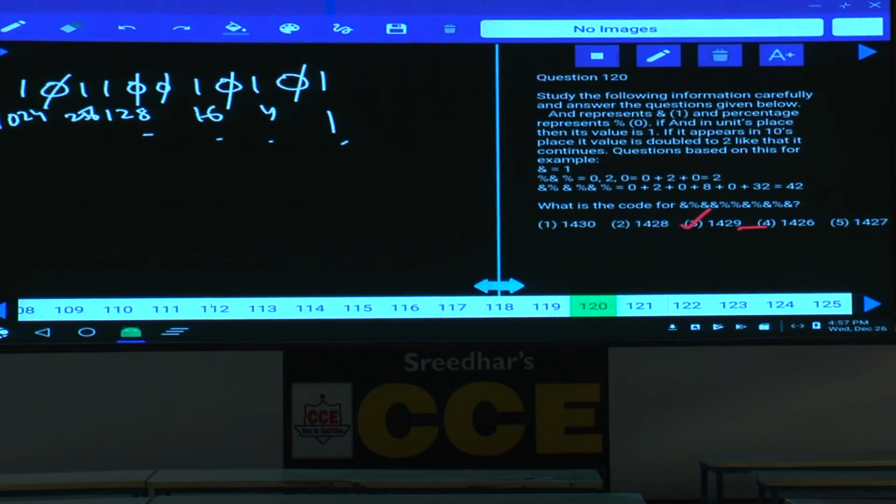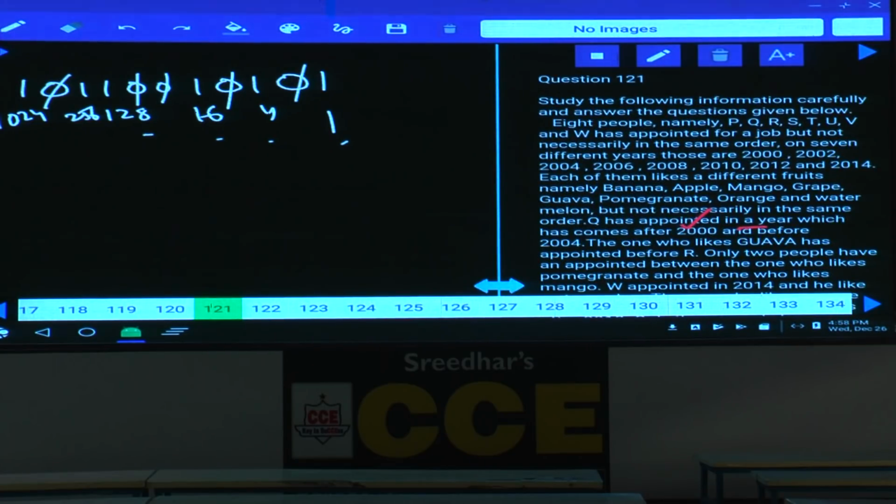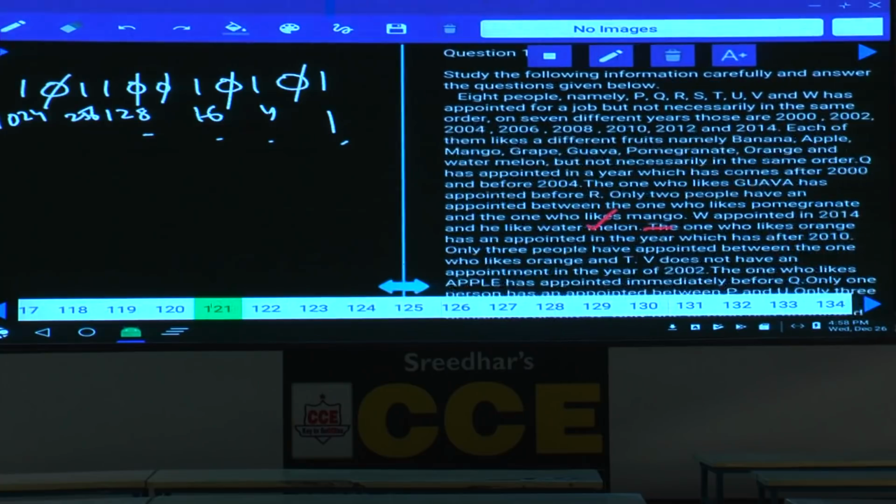Done with this? Now this is about binary coding. Then question numbers 121 to 125. Now in this question numbers 121 to 125, tell me what are the numbers here? 8 people. Who are those 8 people? P, Q, R, S, T, U, V, W have been appointed for a job but not necessarily in the same order on 7 different years. Those are 2000, 2002, 4, 6, 8, 10, 12, 14.